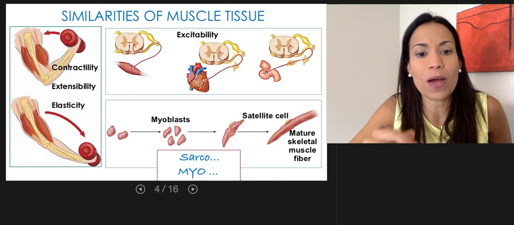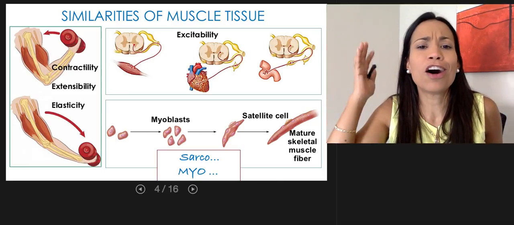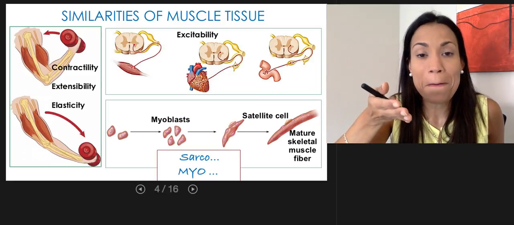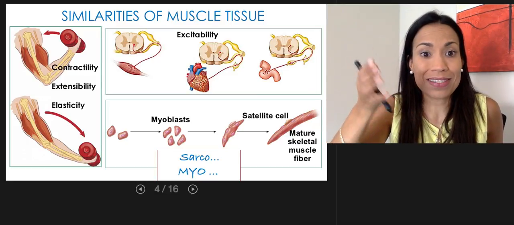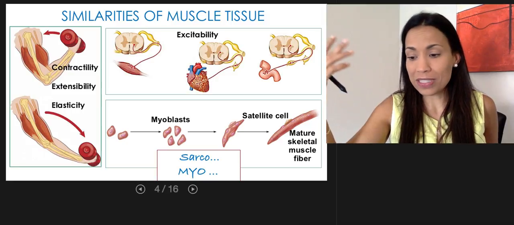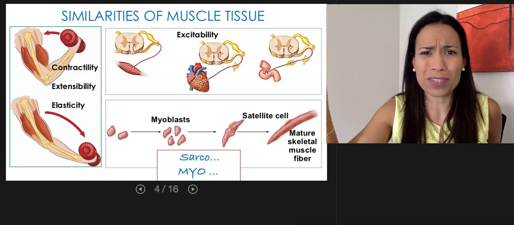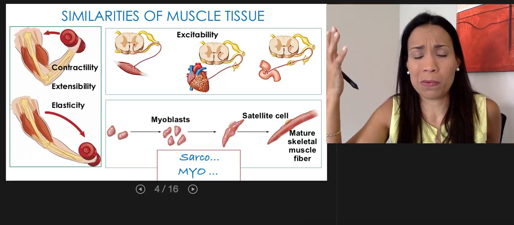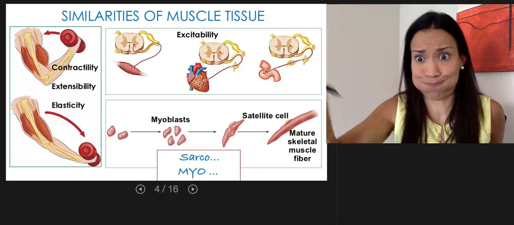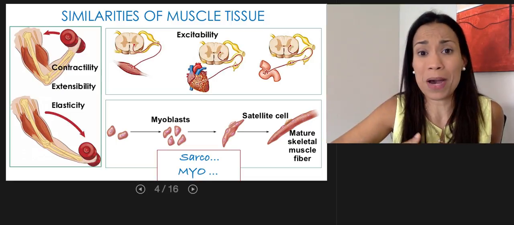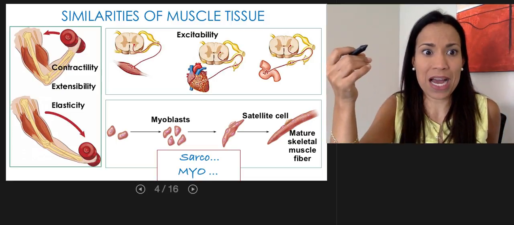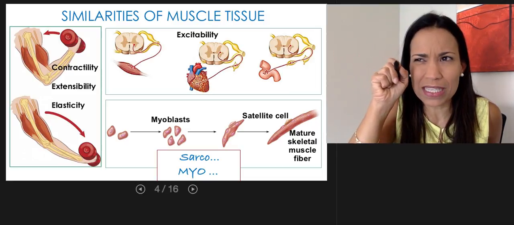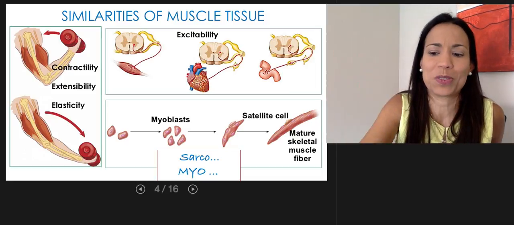And we will describe a lot of structures that begin with the prefix myo. So if during your test somebody mentions something like sarcopenia, sarcophagus, myoblast, myofilament, you know that they are talking about muscles. I don't know exactly what, but they are talking about muscles.